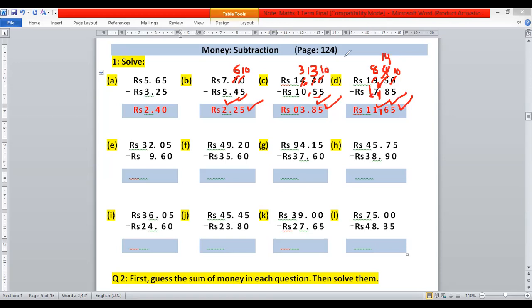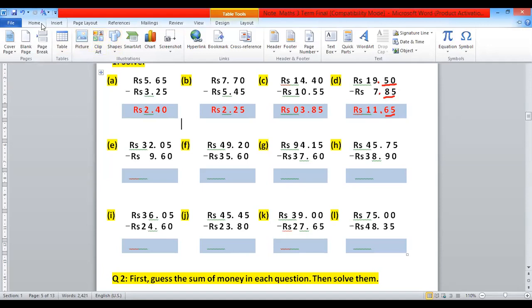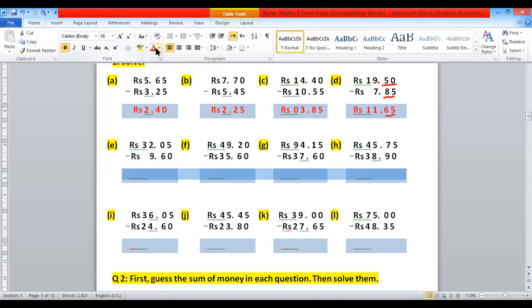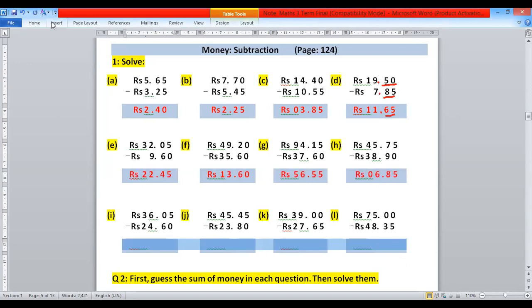So after that, boys, we will put the point here, here, here. Remember that always put the point two places from right. Two digits, count 1, 2, then point. In this way, you can solve the remaining parts. I am going to write the answer of the remaining parts. But you are required to fill and solve these pages in your mathematics book and copy as well.